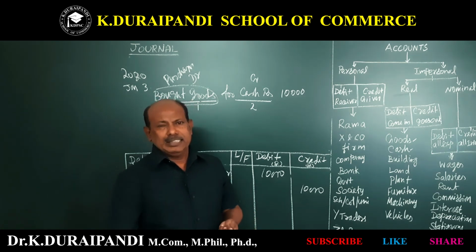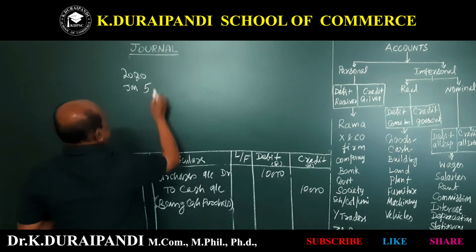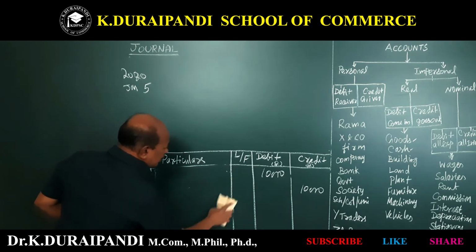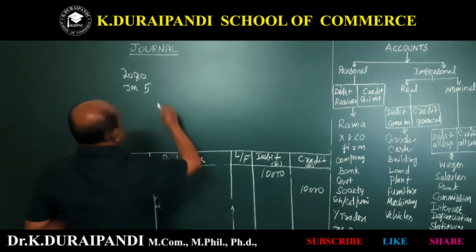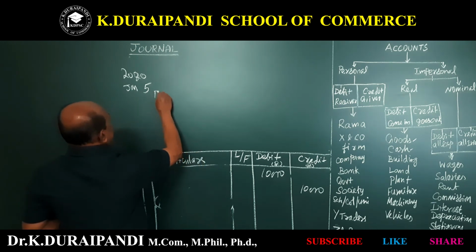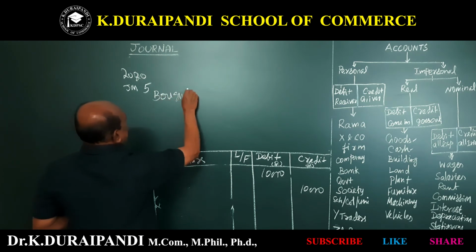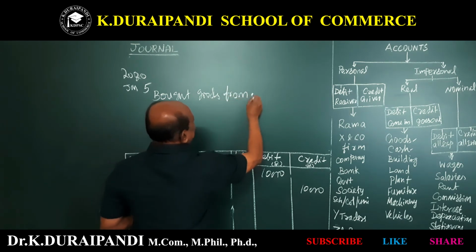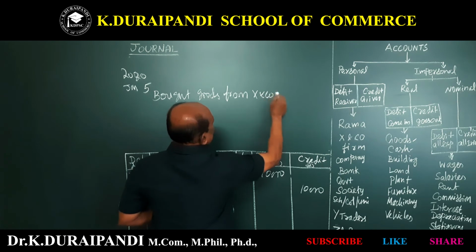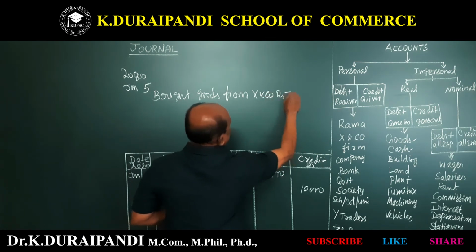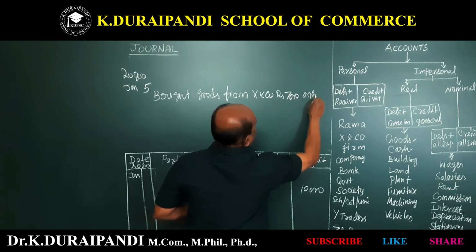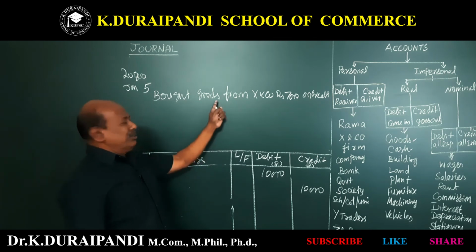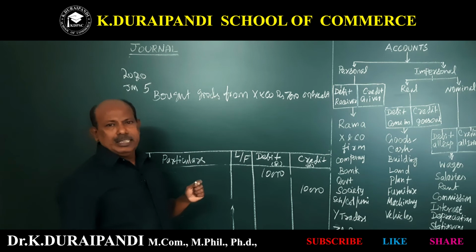Now we have to see another journal entry. Bought goods from X and Co. rupees 7,000 on credit. Here is another business transaction. We are going to make a journal for this transaction.